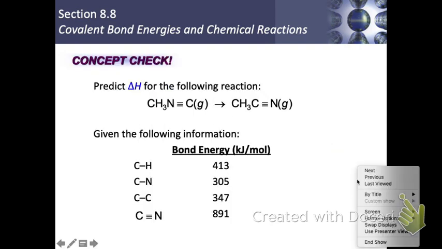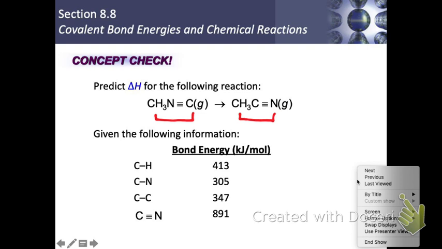Now here's where it gets a little trickier. Here's our reaction. All that's happening is an atom is switching spots. You see how this N and this C just switch spots here? But we have to figure out what types of bonds are in those compounds.